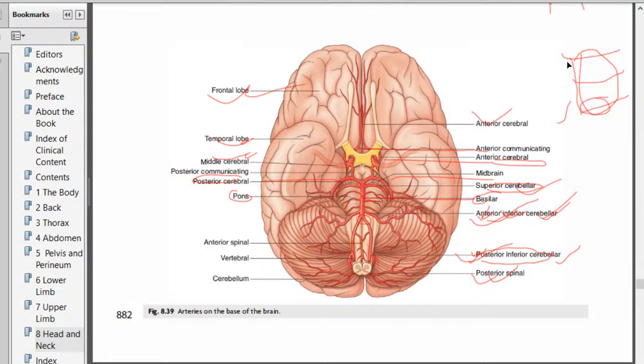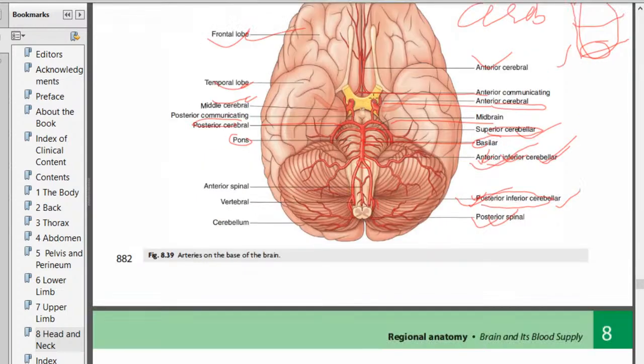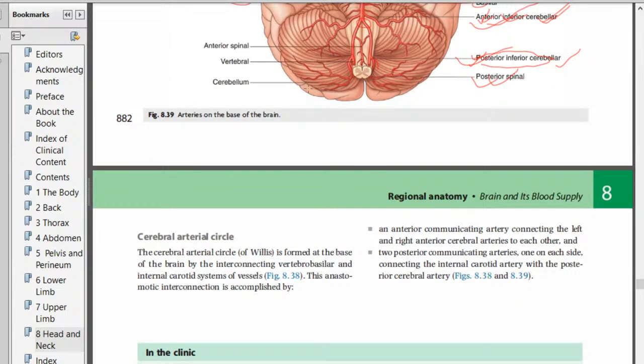basilar artery. And finally it gives a branch to the posterior cerebral artery. Cerebral and cerebellar. The basilar artery is very important. It gives blood supply to both the cerebellum, the little brain, and the big brain. It feeds both of them, the little brain and the big brain.